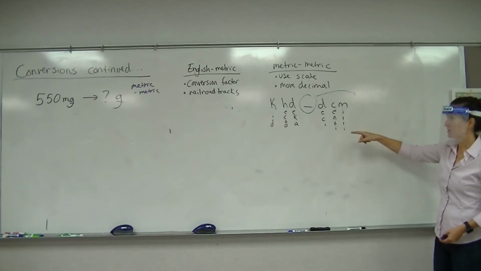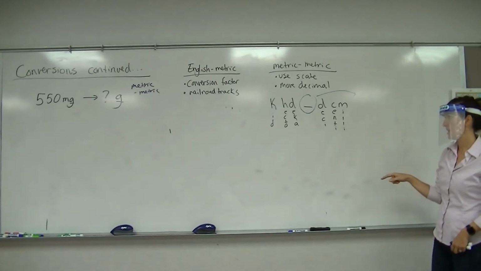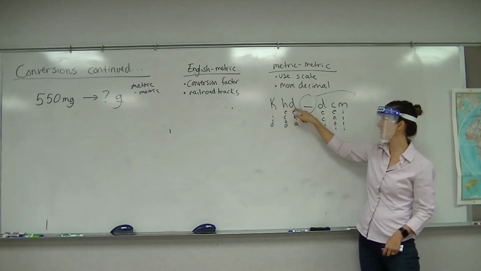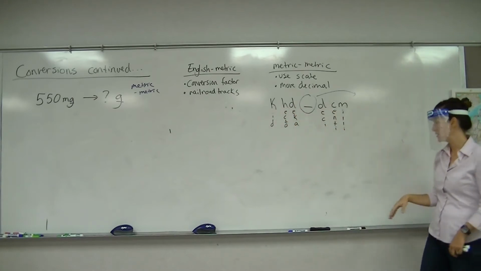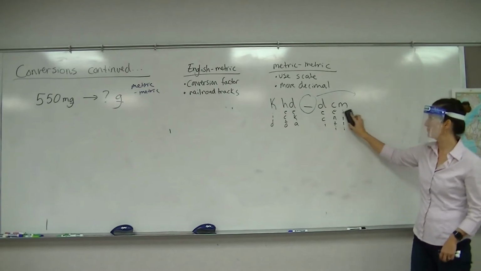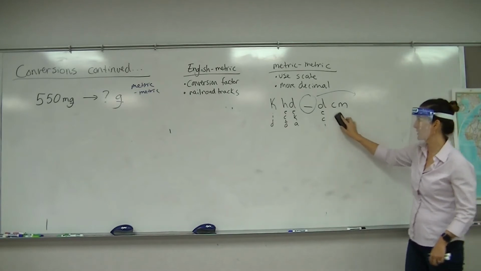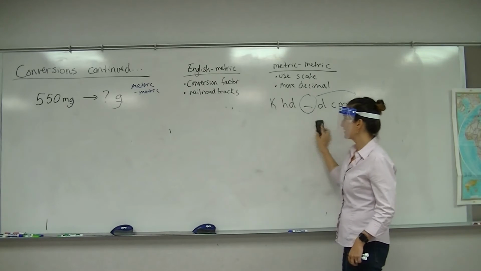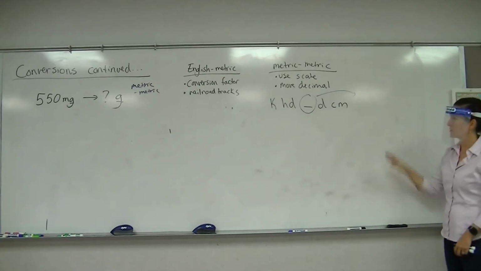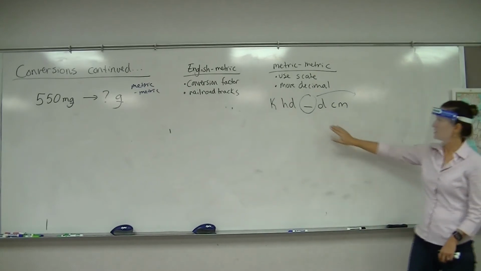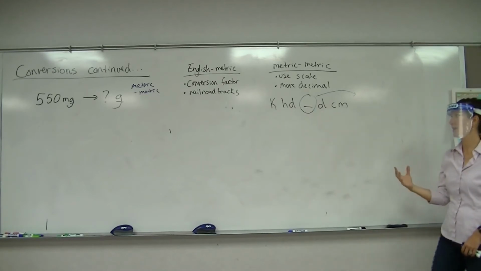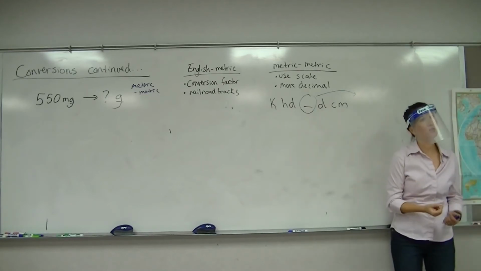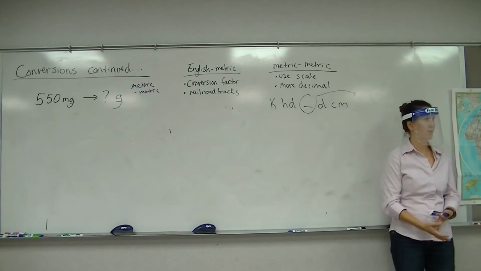Now, there are some mnemonic devices to help with this scale. King Henry died drinking chocolate milk, just a way to help you remember the scale, because it's going to really help you with metric to metric. So I'm going to erase the names of the prefixes so that we can put this scale to use. Now notice it has a blank spot.